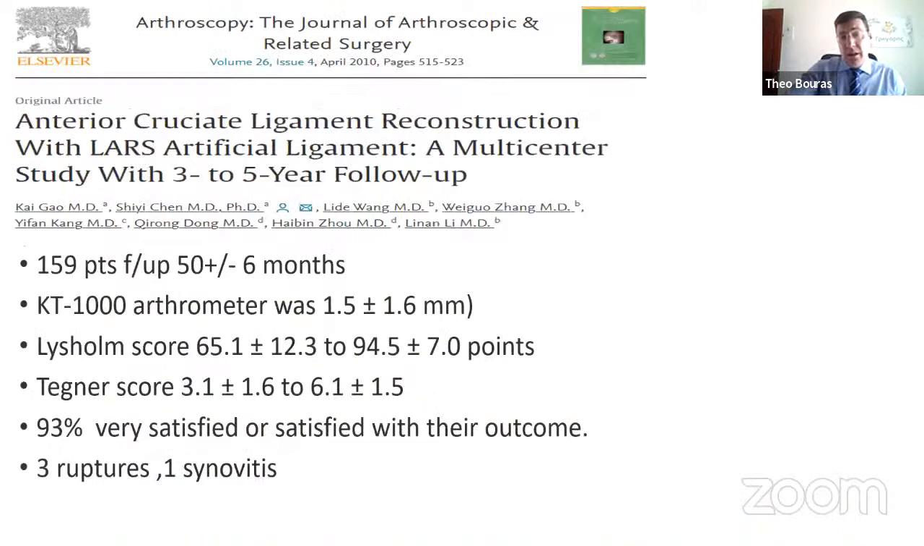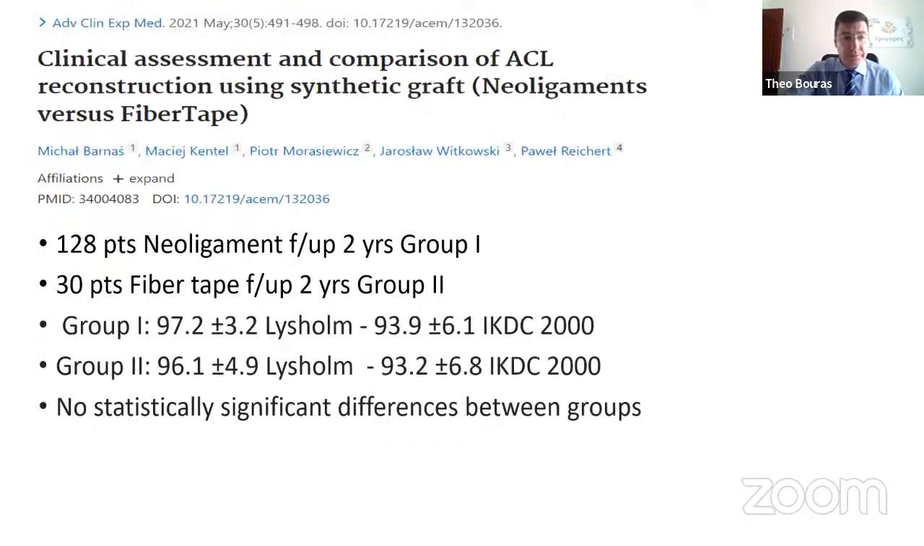Another study, a bit older, reporting reconstruction of the ACL with LARS ligament, showing very good results in terms of functional scores, a big number of patients with only 3 ruptures and 1 synovitis. 93% of patients were very satisfied or satisfied with the outcome.